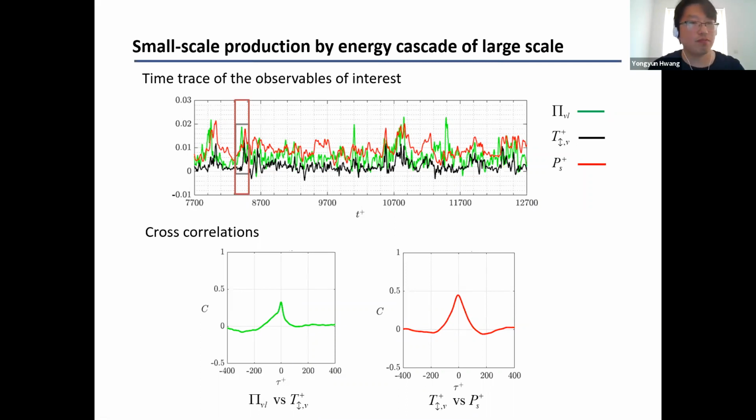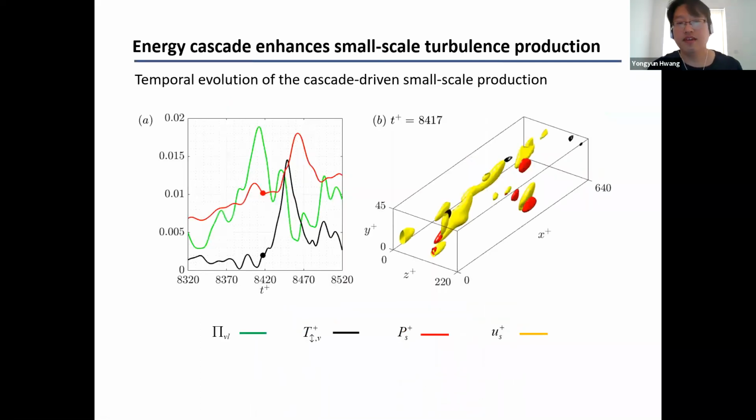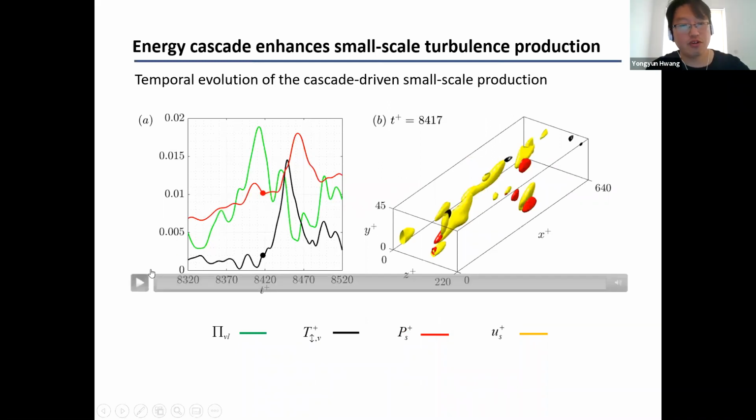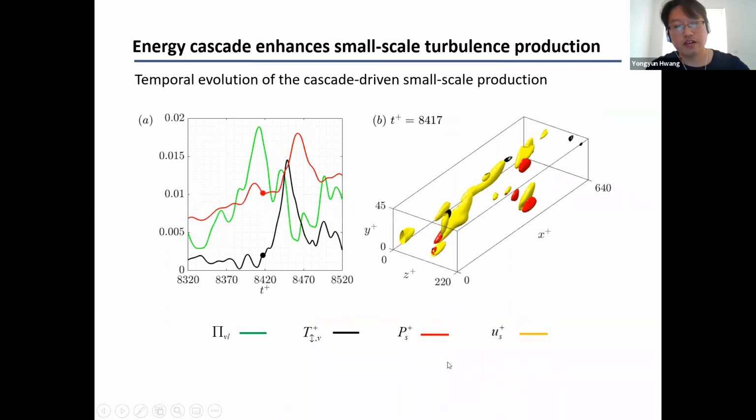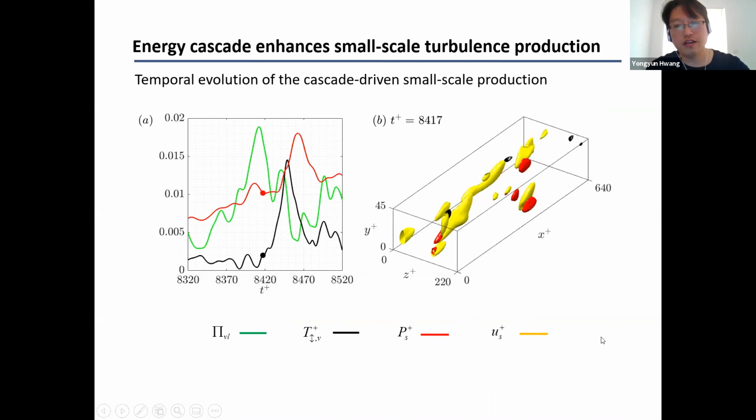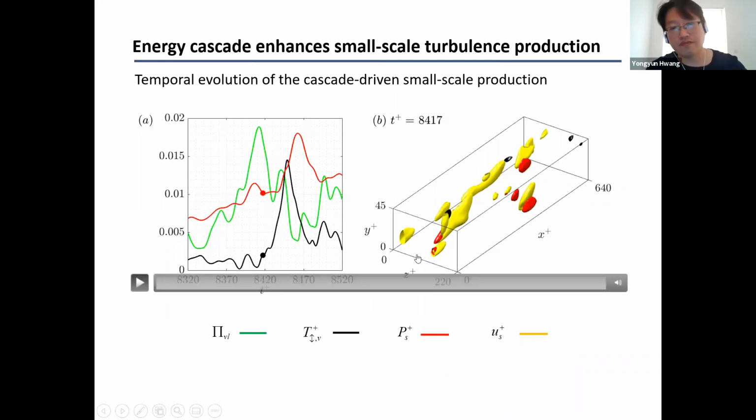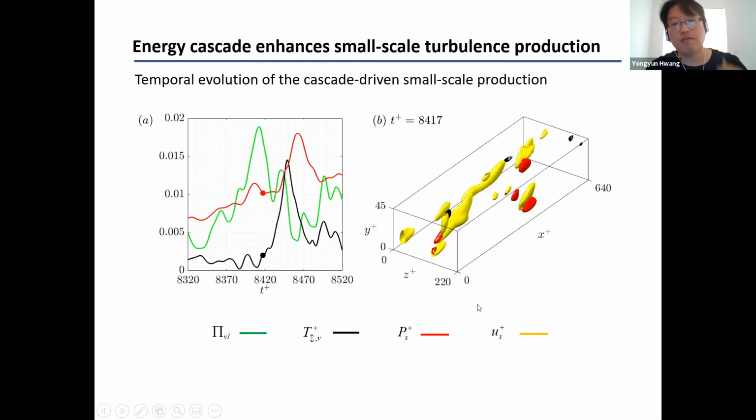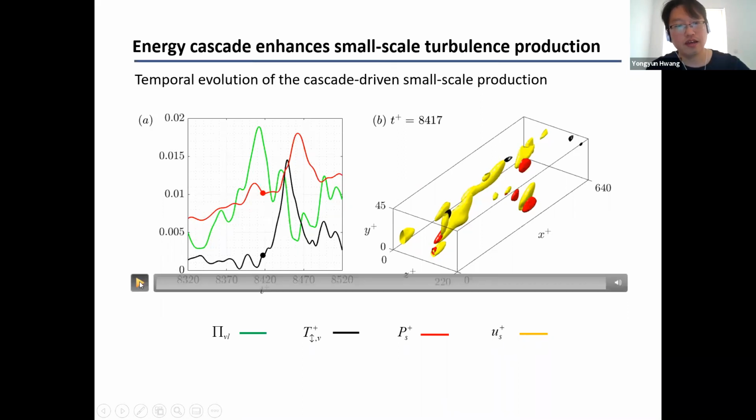So we took one particular part of the flow field, and this is the kind of movie that I wanted to show you. The black line again is the nonlinear transport, given with the black isosurface here, the green line is the pressure strain term, and the red line is small scale production. The red isosurface is also small scale production, and the yellow one shows the small scale velocity fluctuations, with only the wavy components, not the strict k components. And this is what you see from the movie.